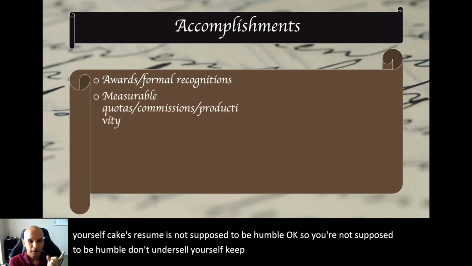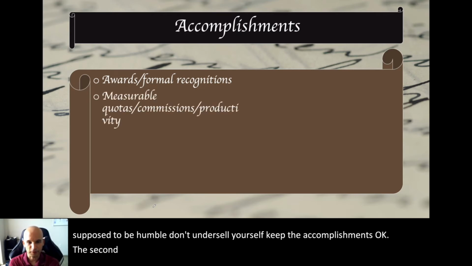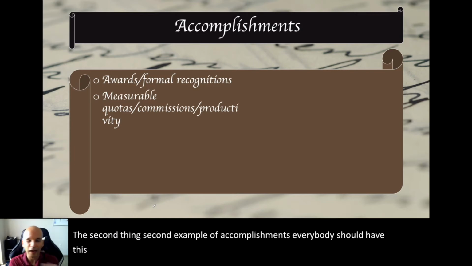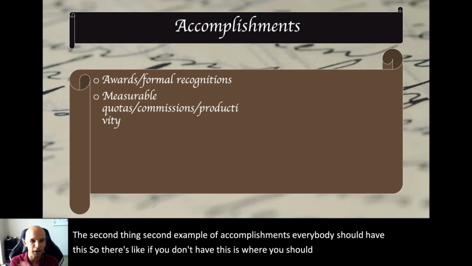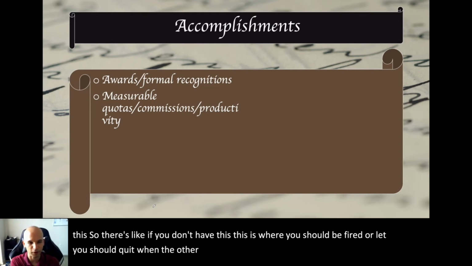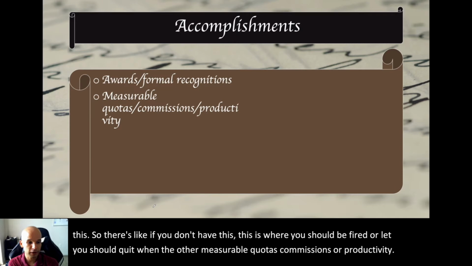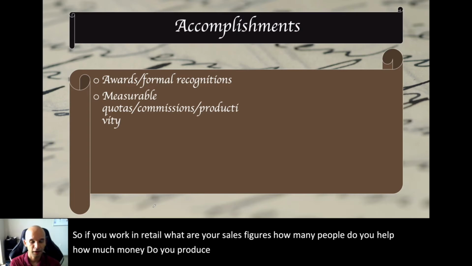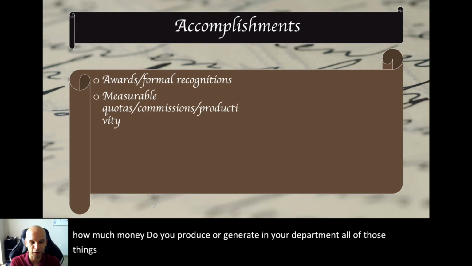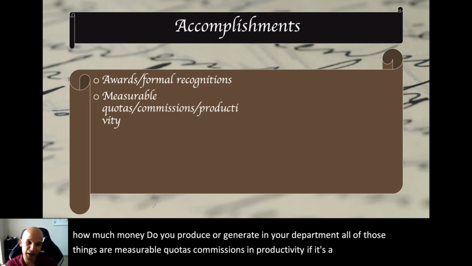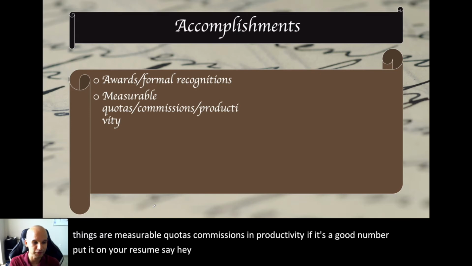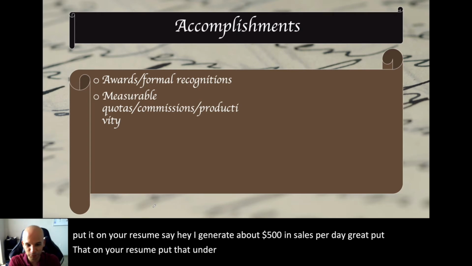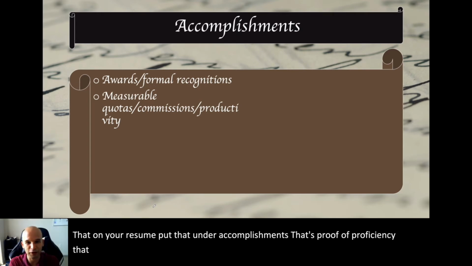Okay. The second example of accomplishments. Everybody should have this. If you don't have this, this is where you should be fired or you should quit, one or the other. Measurable quotas, commissions, or productivity. So if you work in retail, what are your sales figures like? How many people do you help? How much money do you produce or generate in your department? All of those things are measurable quotas, commissions, and productivity. If it's a good number, put it on your resume. Say, hey, I generate about $500 in sales per day. Great. Put that under accomplishments. That's proof of proficiency. That shows that you're doing your job and you're doing it well.